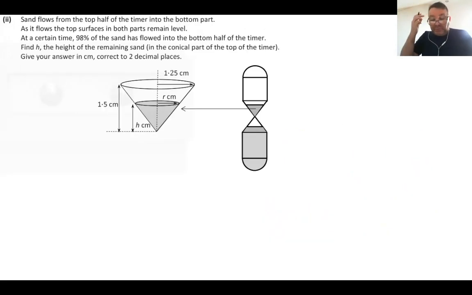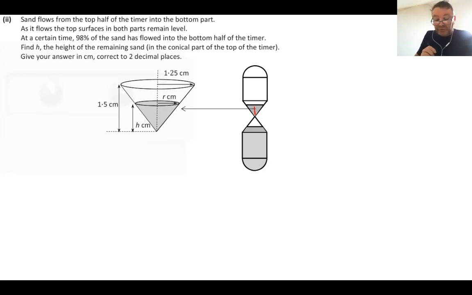Sand flows from the top half of the timer to the bottom part. As it flows, the top surfaces in both parts remain level. At a certain time, 98% of the sand has flowed into the bottom part of the timer, and they want you to find h, the height of the remaining sand. So in other words, they want you to get h here, which has kind of been exaggerated over here, in the conical part at the top of the timer, and give your answer in centimeters, correct to 2 decimal places.